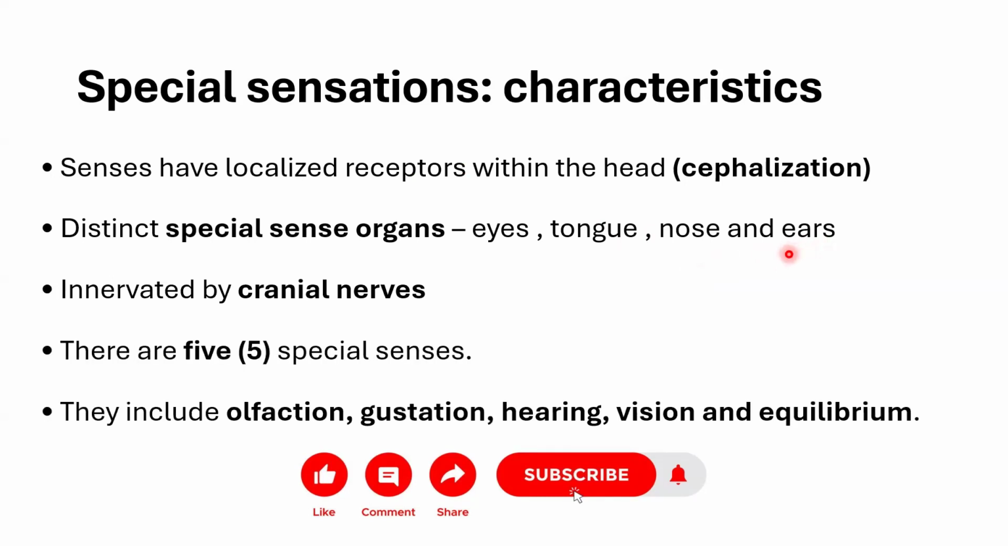And then just to wrap it up, there are 5 special senses. These 5 special senses include olfaction, gustation, hearing, vision, and equilibrium. So olfaction is for the nose, gustation is for the tongue, for taste, hearing and equilibrium are for the ears, and vision is for the eyes.